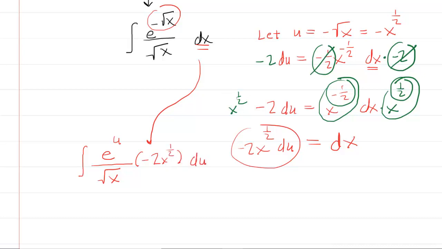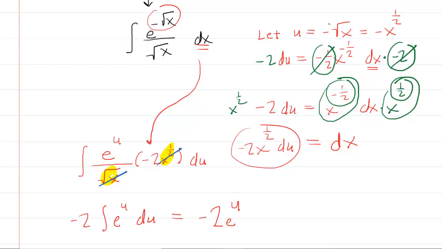Now, let's recall that x to the power of half and the square root of x are the same thing. And since one is in the numerator and the other in the denominator, they can cancel. We have negative 2 that can be factored out. So we have negative 2 times the integral of e to the u du. Now, the integral of e to the u is just e to the u. So this ends up equaling negative 2 e to the u.